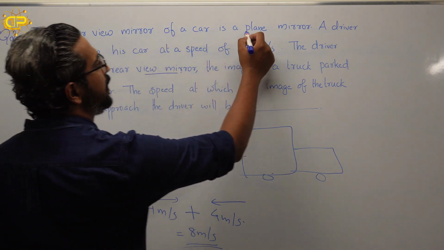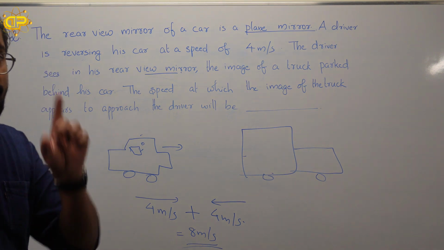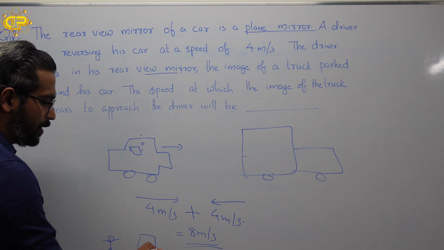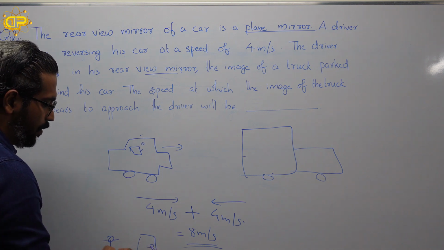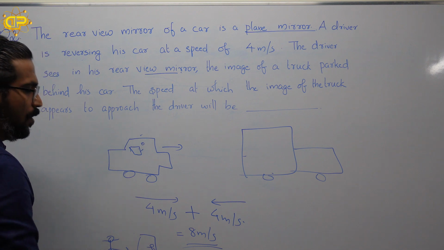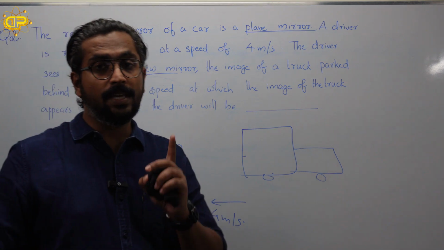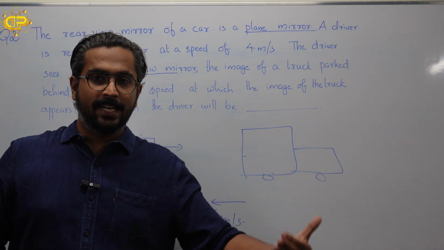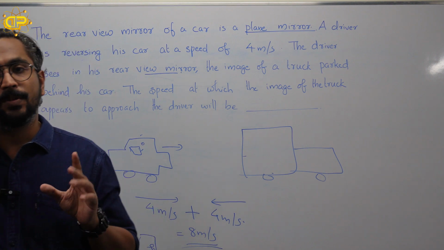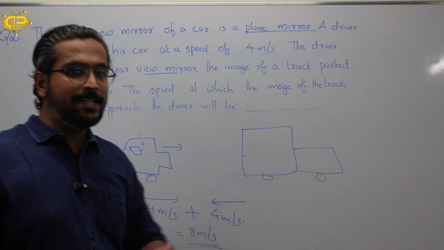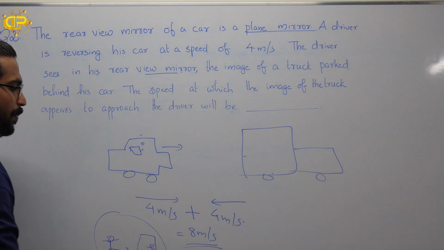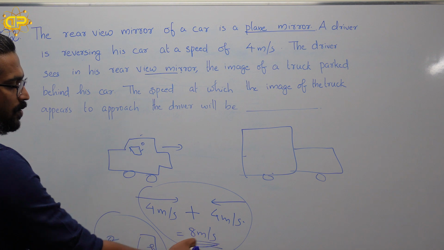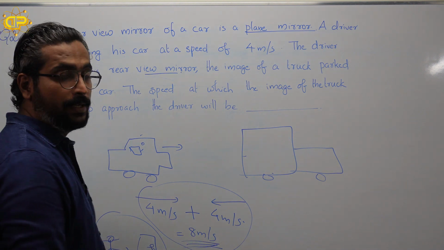The rear view mirror of a car is a plane mirror, and here it is clearly said to be a plane mirror. So definitely in a plane mirror, if an object is kept here, you will get an image here, and if the object is moves forward, the image will also move forward, and v will be equal to u, and the distance is always the same. So distance per time, or displacement per time, will also be the same. That is one concept, the plane mirror, and the second one is relative velocity. By using both concepts, you will get the answer, that is 8 meter per second.